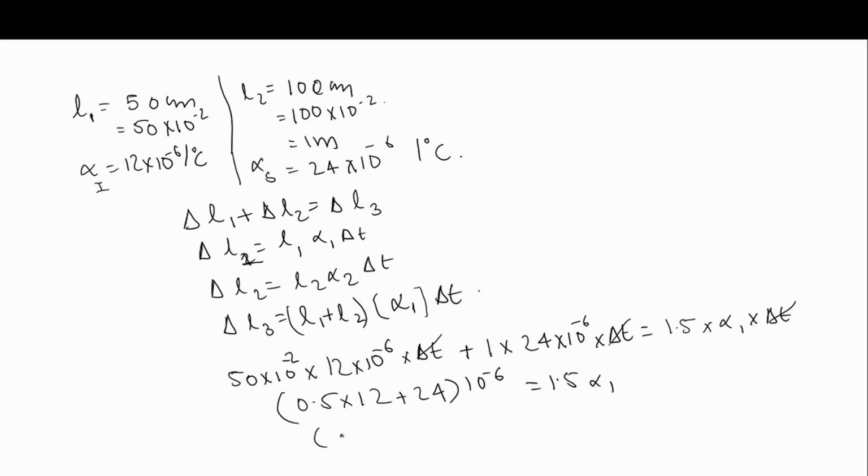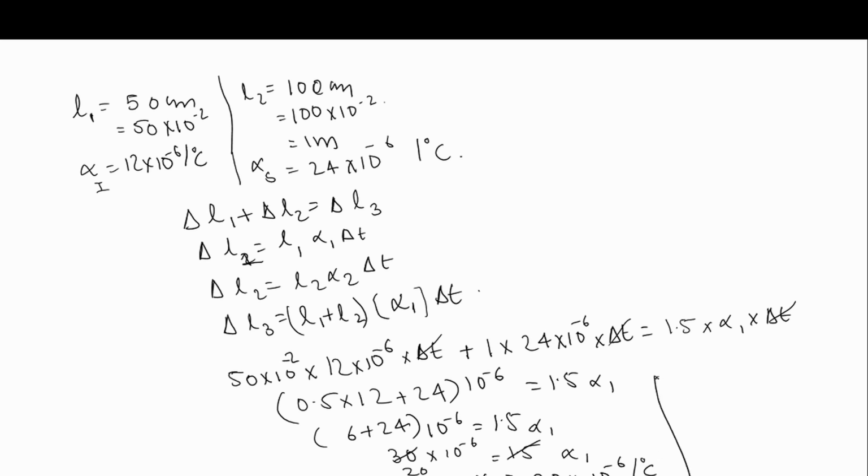0.5 into 12 is 6. 6 plus 24 into 10 to the power of minus 6 is equal to 1.5 alpha 1. So this is 30. 30 into 10 to the power of minus 6 is equal to 1.5 alpha 1. 1.5 ones, 1.5 20s. So alpha 1 is equal to 20 into 10 to the power of minus 6 inverse of degree Celsius. So the option is 1.